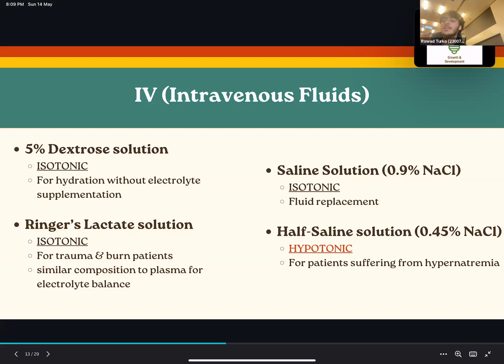Now, I want you to remember that 0.9% sodium chloride is isotonic. If we see an increase, for example 3% NaCl, that would be hypertonic. If we see 0.45%, like the last case, then we would call it hypotonic. So the half saline solution, which is 0.45% sodium chloride, is hypotonic, and it's for patients suffering from hypernatremia. So just remember that half saline is hypotonic, 5% NaCl is hypertonic, and normal saline is 0.9%, and it is isotonic.